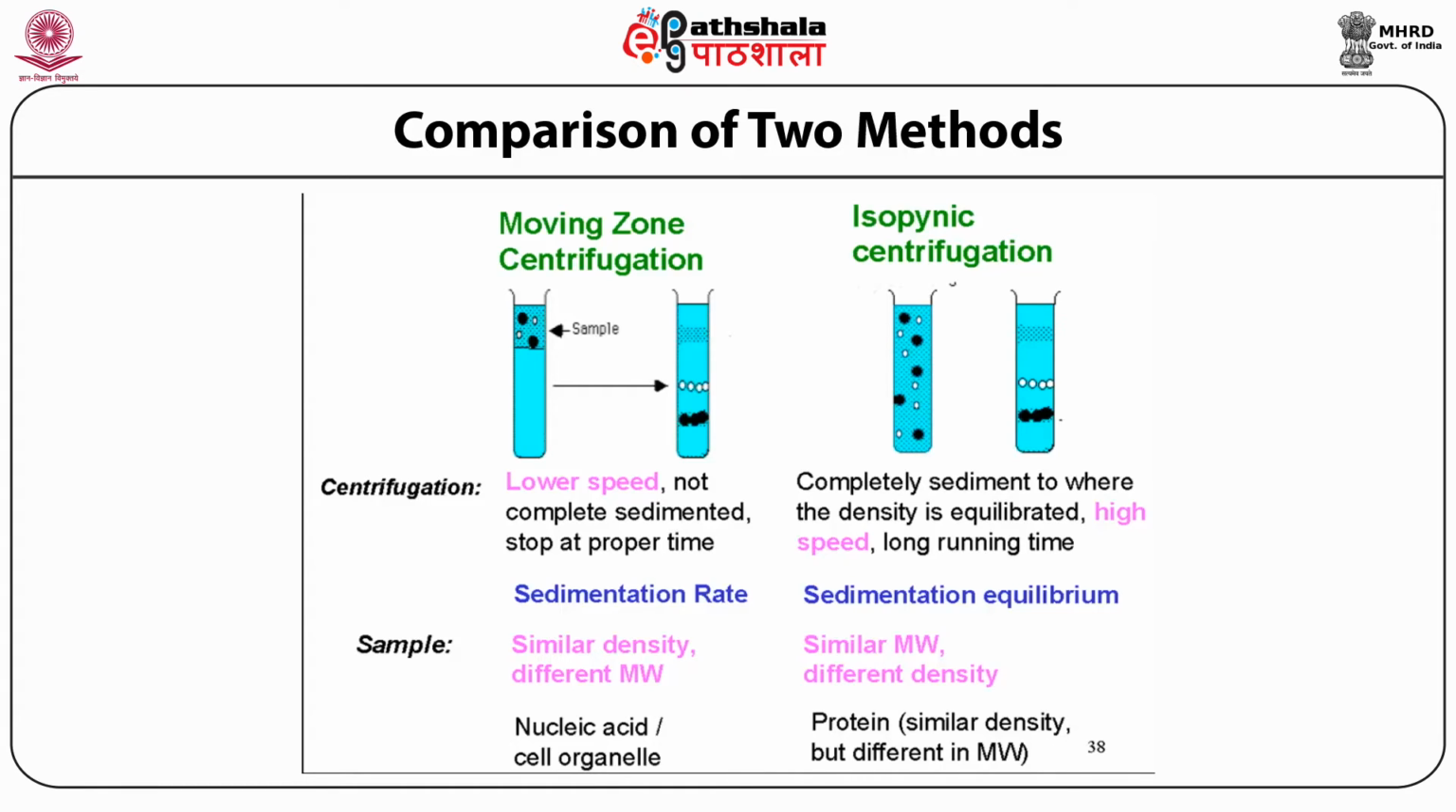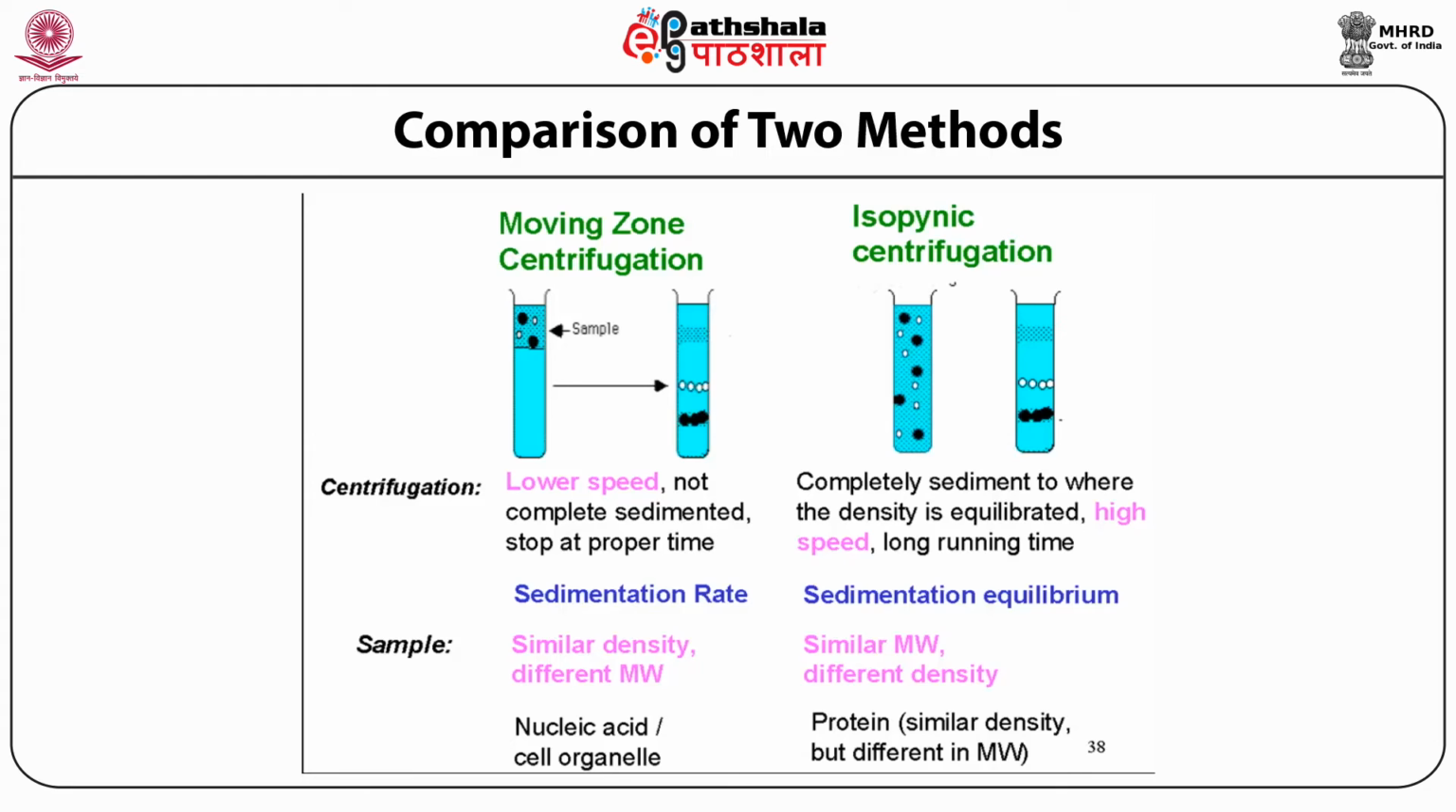In rate zonal centrifugation, the lower speed does not complete the sedimentation and it stops at a particular time. However, in the case of isopycnic centrifugation, the particles sediment completely to where density equilibrium is achieved, and it runs at high speed instead of the lower speed of rate zonal centrifugation. In both cases, particles of similar density and different molecular mass are separated. Rate zonal centrifugation is used for the separation of nucleic acids and cell organelles, and the isopycnic method is used for the separation of proteins of similar density in different buffers.